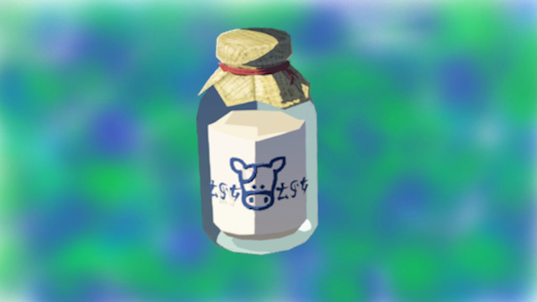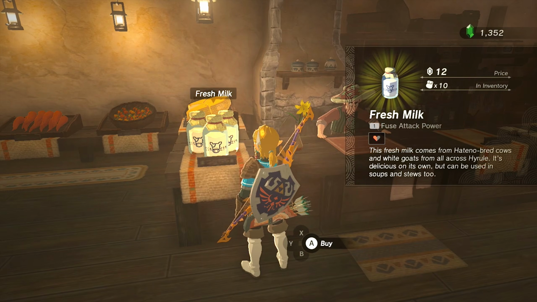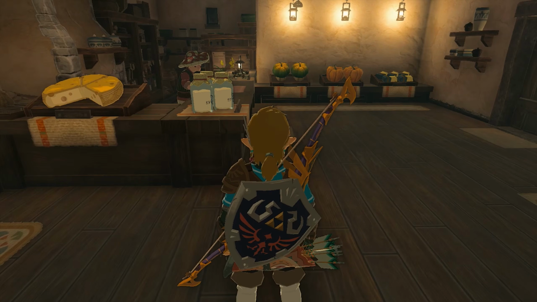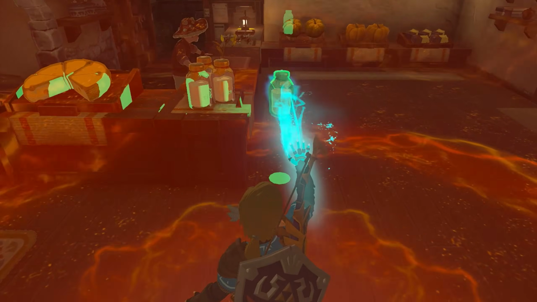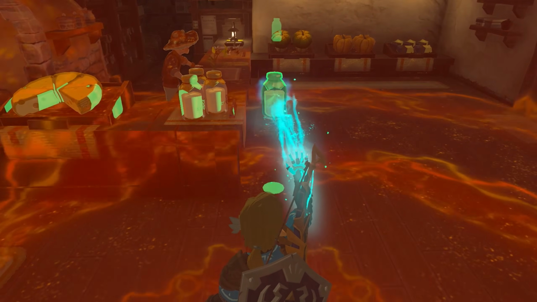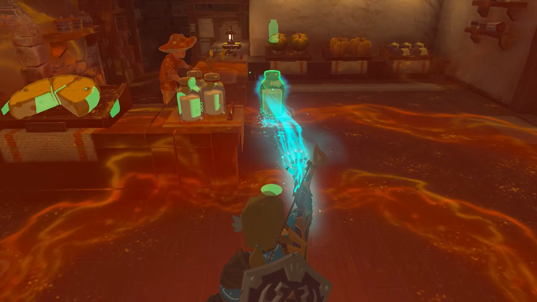Let's start with milk. This bottle of milk looks fairly small while it's in your inventory, but when we go to the Hateno Village General Store, you can see that it is much bigger than it appears. I confirmed that the milk dropped on the ground is the same size as the milk sold on the counters, and then I got to work.